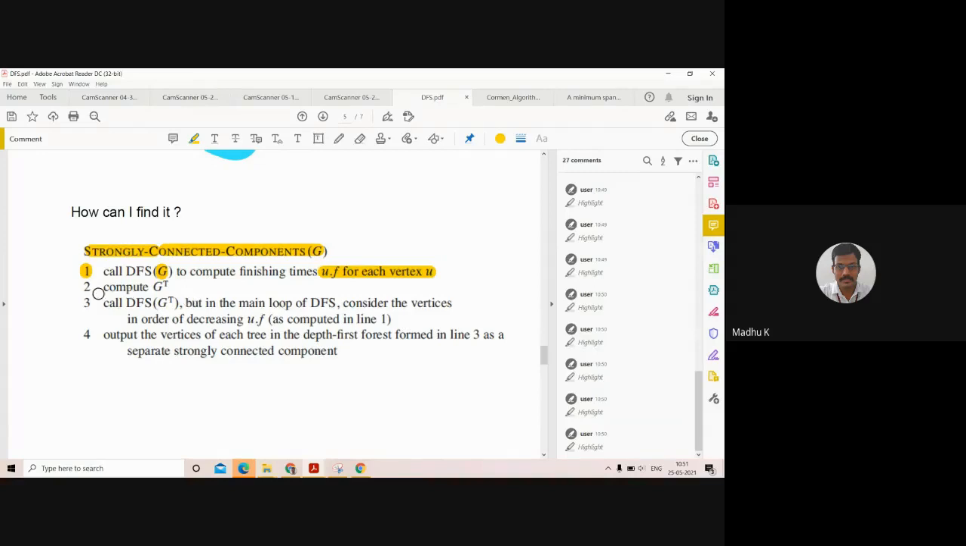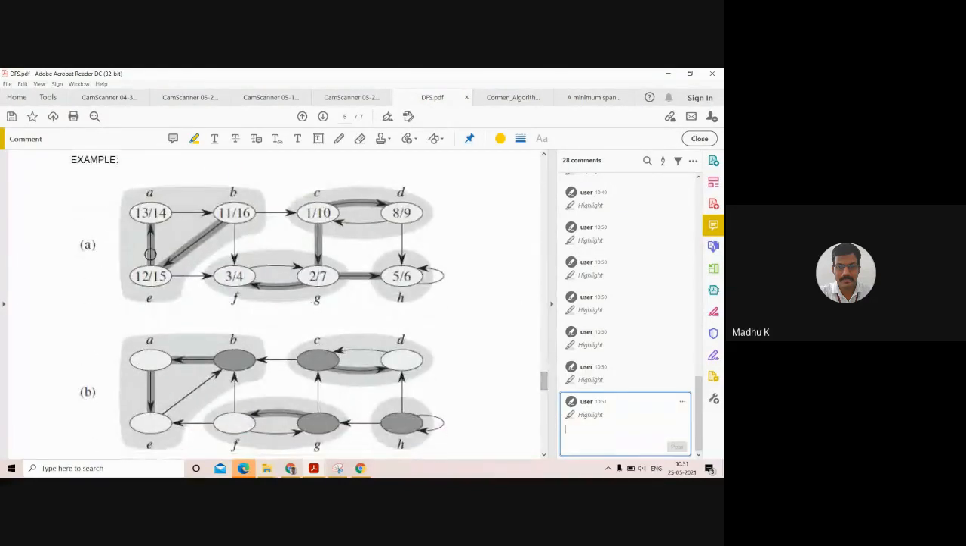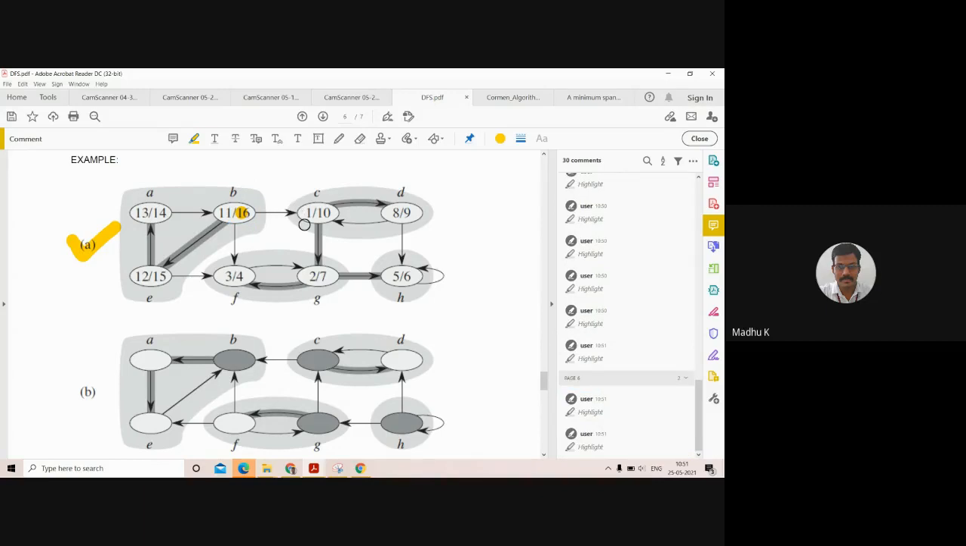Then, in the second step, I want to compute G transpose, which is the transpose of the graph G. It is possible in this way. For example, suppose this is an example. In the first step, I will compute the DFS. You can note here 16 is the finishing time of B. That is, we finished 16 at first.